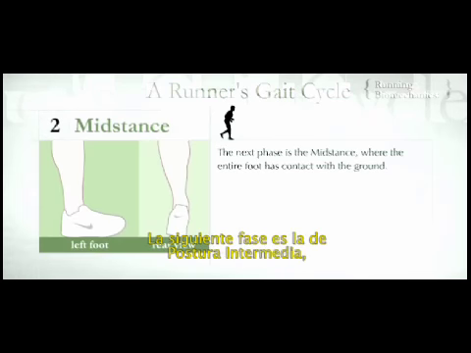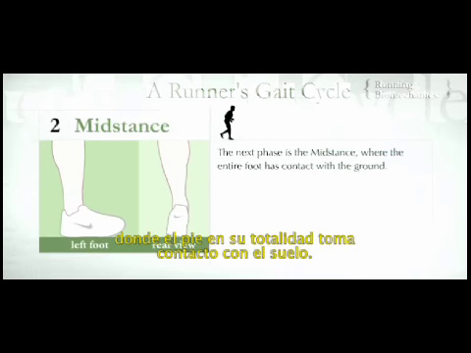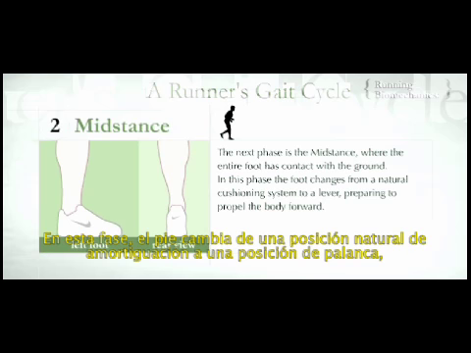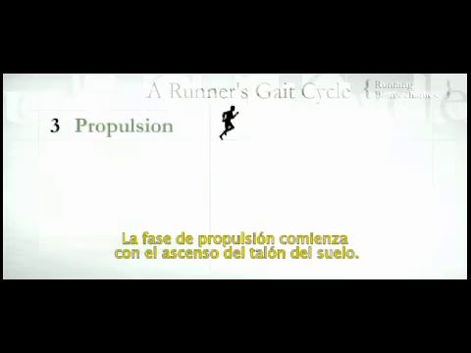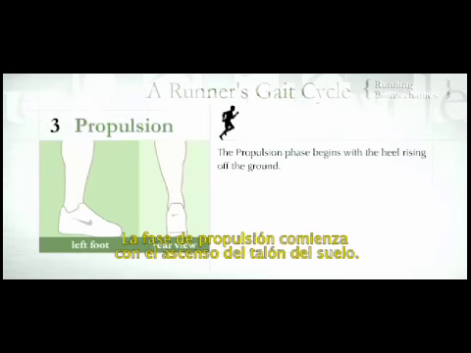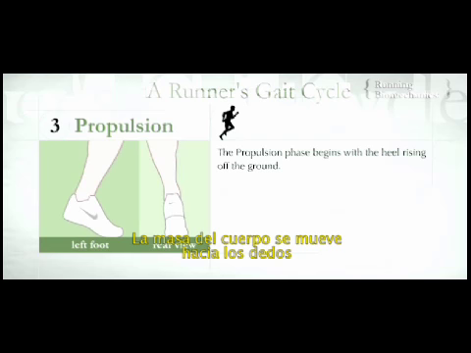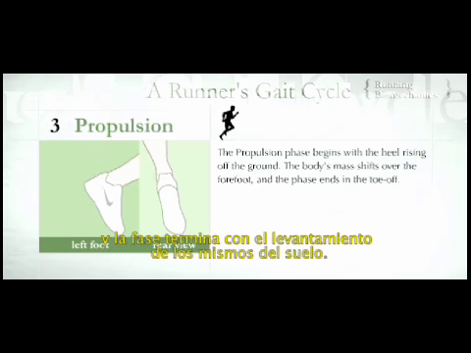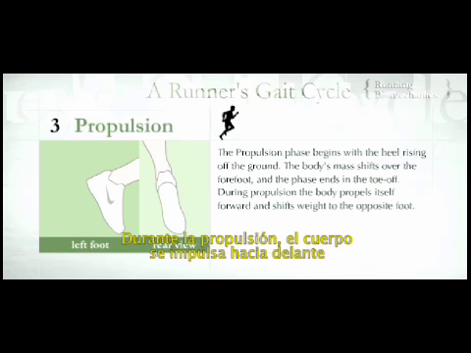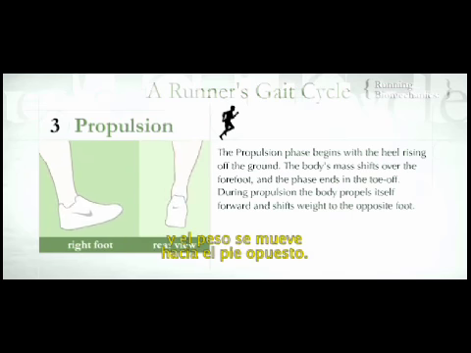The next phase is the mid-stance, where the entire foot has contact with the ground. In this phase, the foot changes from a natural cushioning system to a lever, preparing to propel the body forward. The propulsion phase begins with the heel rising off the ground. The body's mass shifts over the forefoot, and the phase ends in the toe-off. During propulsion, the body propels itself forward and shifts weight to the opposite foot.